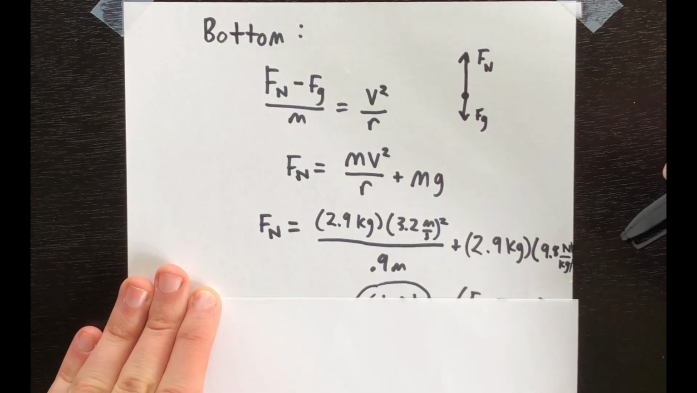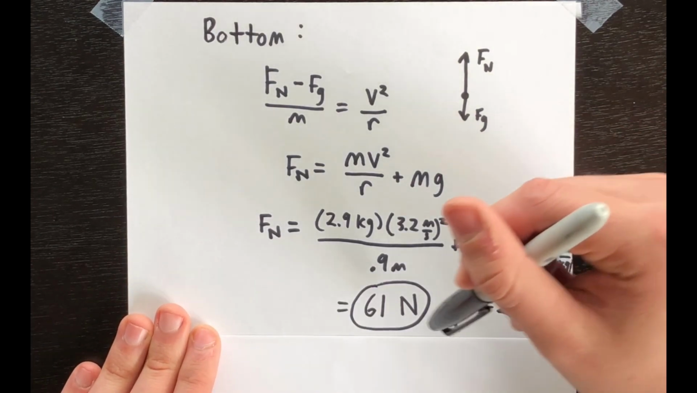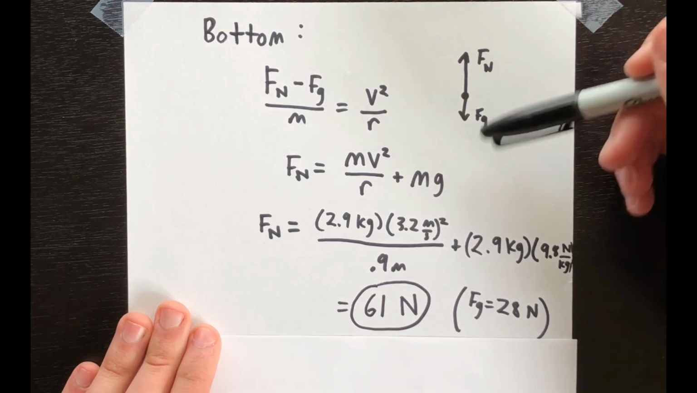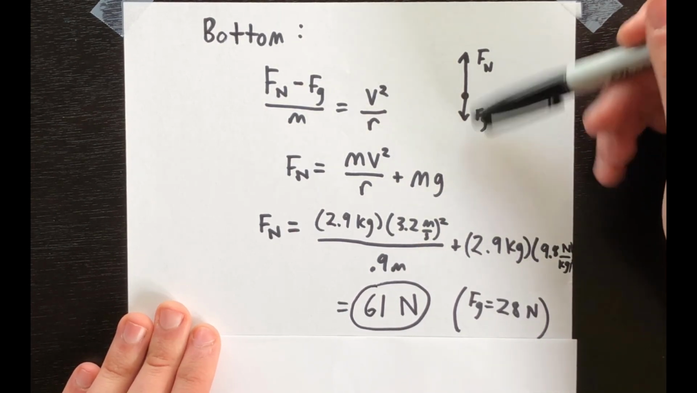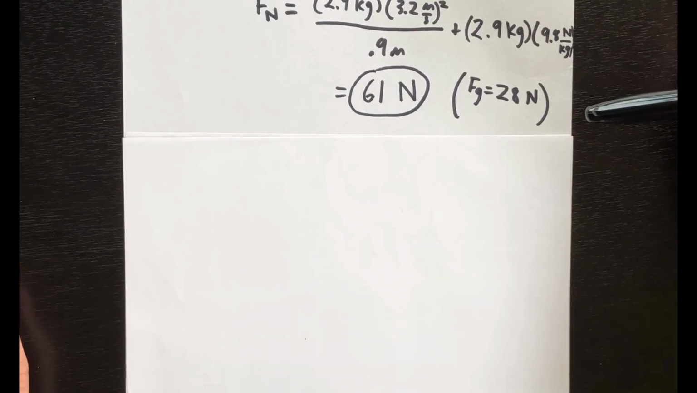And then we find that the normal force when it's at the bottom is 61 newtons. This is 61. And for comparison, the gravitational force is 28 newtons, pointing downwards. Now we can solve for the normal force when it's at the top.